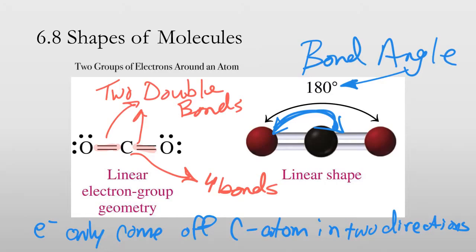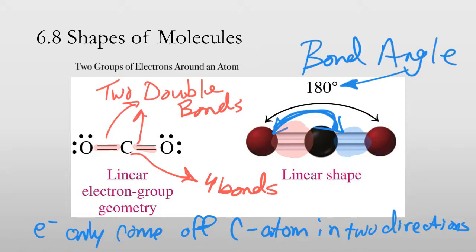The electrons of the bond on the left, right here, are 180 degrees away from the electrons in the bond on the right. Anytime that an atom, whether it's carbon, nitrogen, sulfur, anything, has only 2 what I call sets of electrons, meaning electrons only come off of that atom in 2 different directions, it has to be 180 degrees, no matter what.